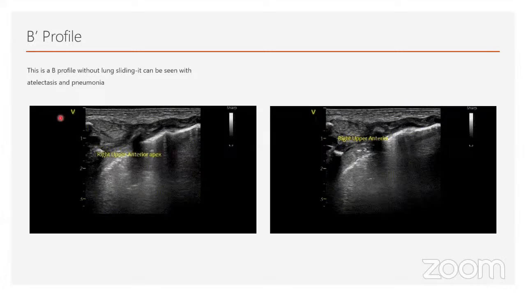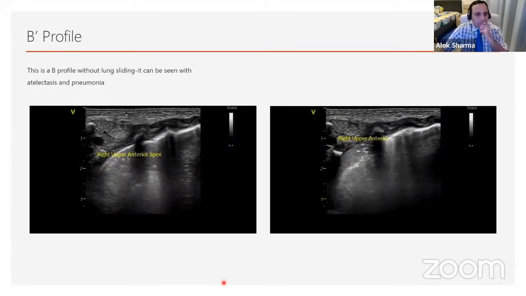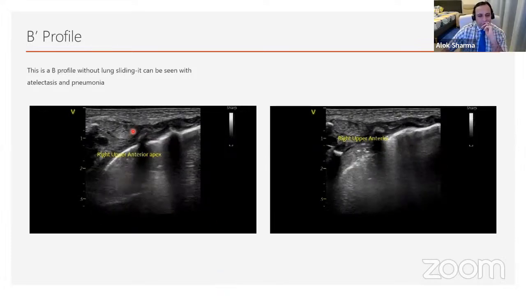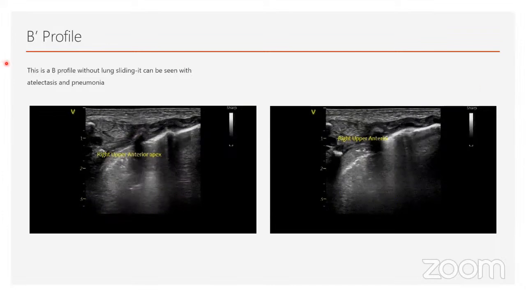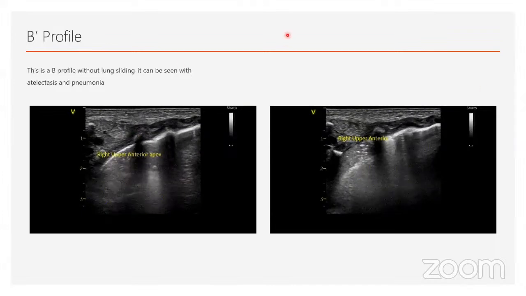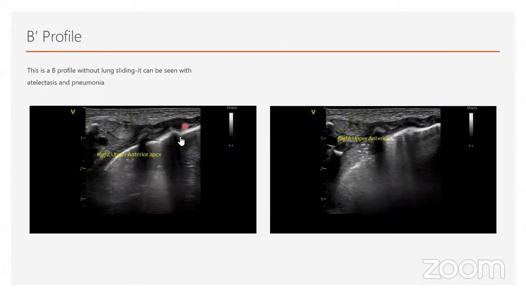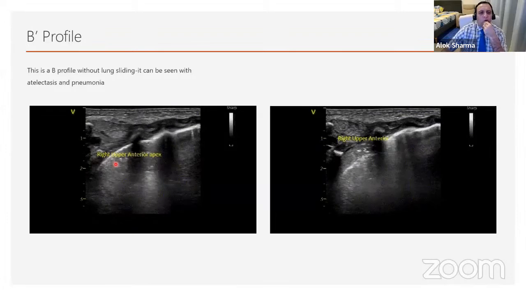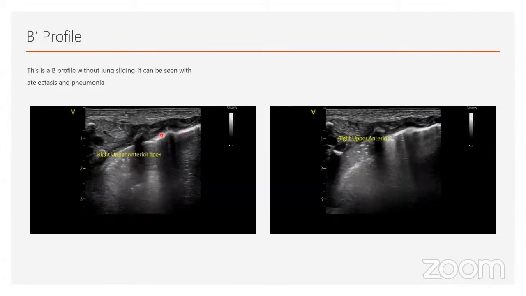Yes, I can. Okay, so can I ask you to describe the image on the left? On the left, so... okay, so we have the pleural line sharp, I think. Very good. All throughout? Is it sharp here?